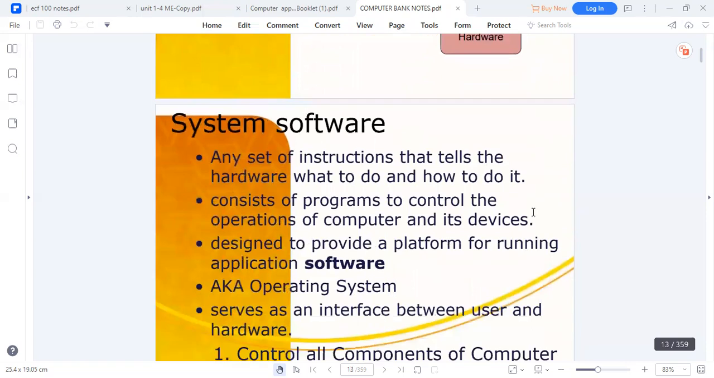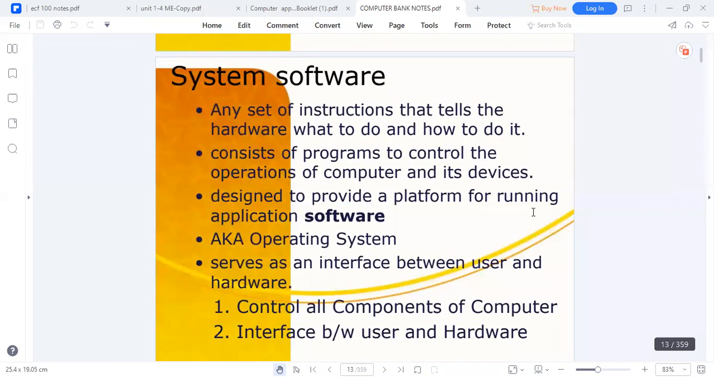System software is simply a set of instructions that tells the hardware what to do and how to do it. These programs are installed and usually used to control the operations of the computer. A computer is designed to provide a platform for running application software, also known as the operating system. It serves as an interface between the user and the hardware. It controls all the components of the computer and is used to interface the user, who is you, and the hardware, which is the computer.